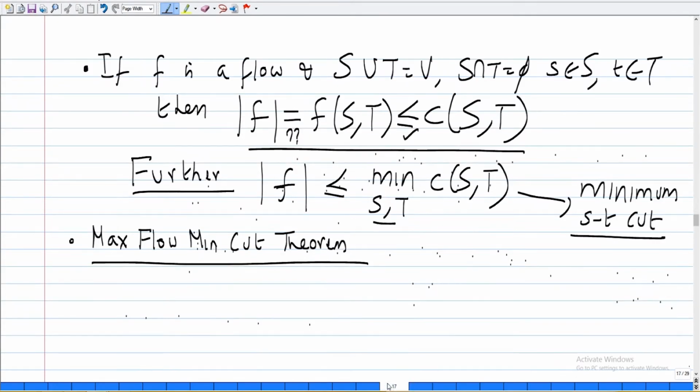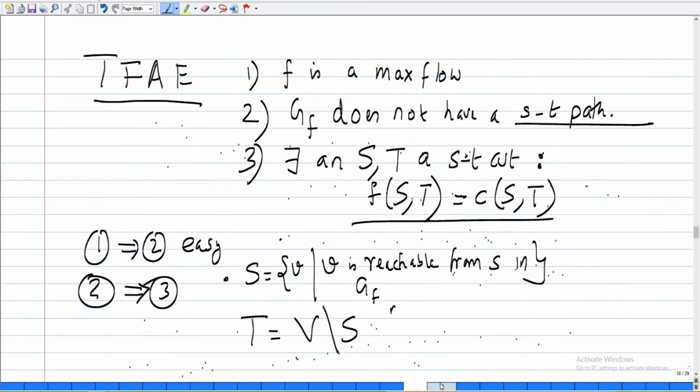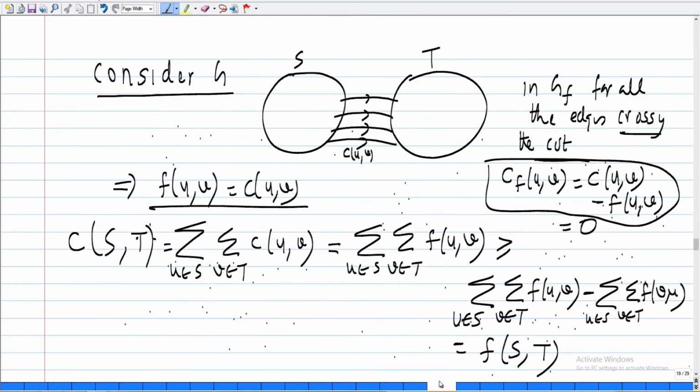I'm sorry for jumping. I proved that for every cut, the value of f of s comma t is less than or equal to c of s comma t. That was easy, right? But now you see the trick here: if f is a max flow, GF does not have an augmenting path. You start from s and reach every vertex which is reachable from s, group it into S. The rest of them is called T. Now you do some logical analysis. Let me look at this partition S, T in the graph G.